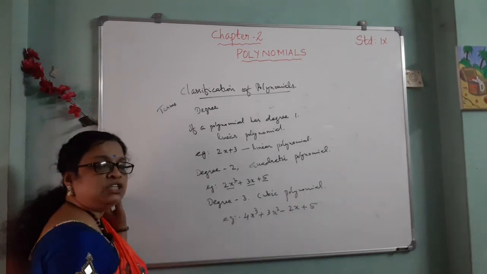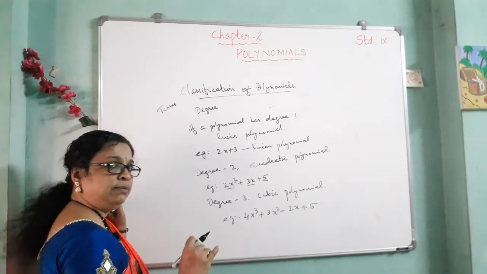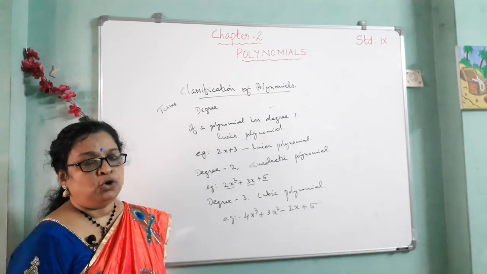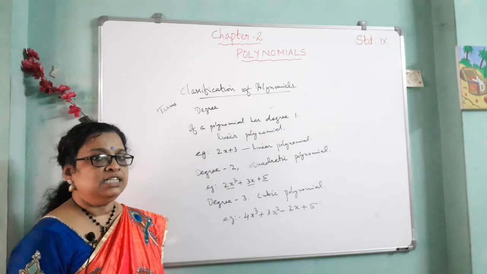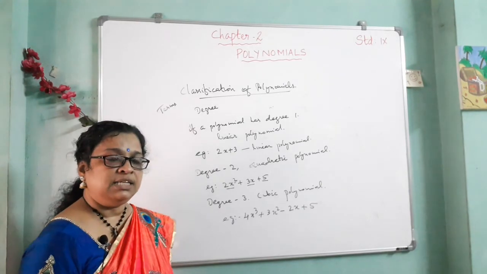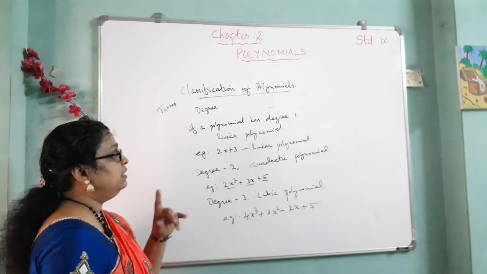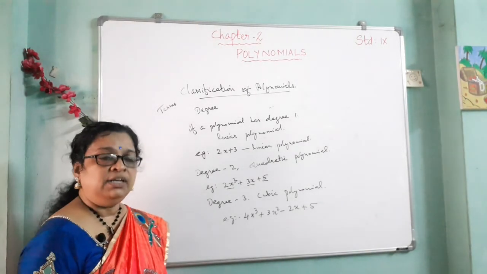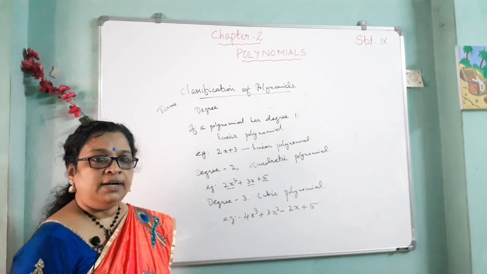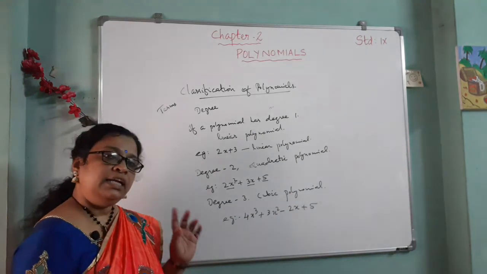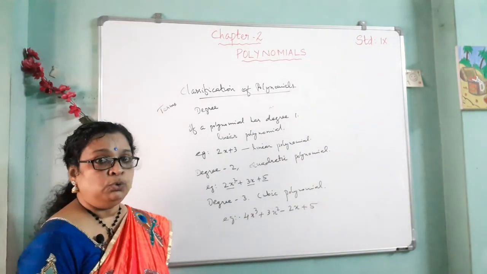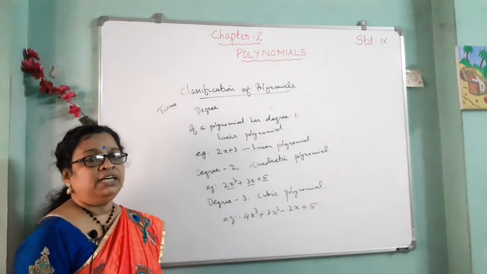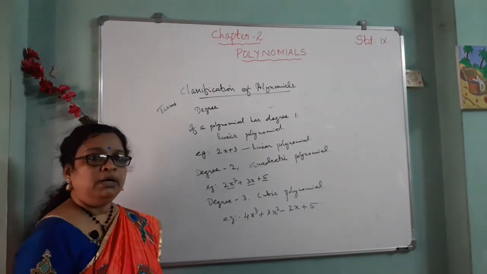So classification of polynomials according to terms: if it has only one term, it is called a monomial. It has two terms, it is binomial. It has three terms, it is trinomial. Then classification of polynomials according to degree. If a polynomial has degree 1, it is called a linear polynomial, a polynomial having degree 2 is a quadratic polynomial, and a polynomial having degree 3 is a cubic polynomial.